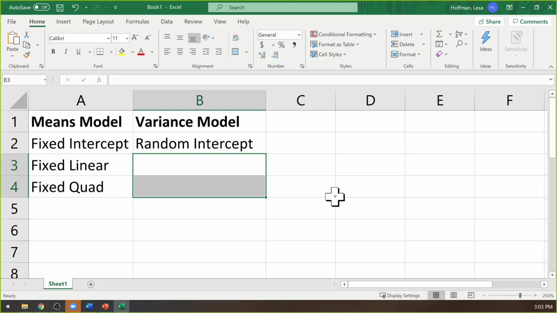Fixed quadratic means there is some curvature to the line, so there is acceleration or deceleration, but the fact that people don't need their own time slope or time squared slopes means that the change is the same across people. So parallel bendy lines is what would be implied by this model.